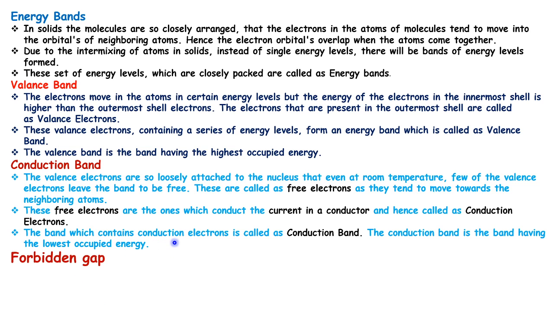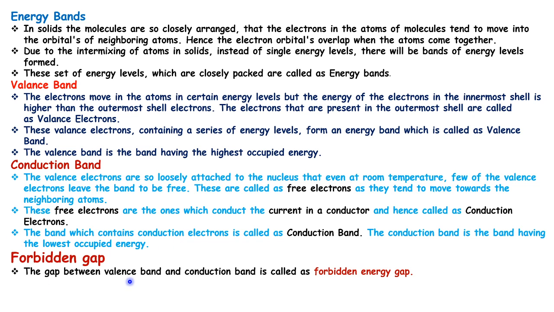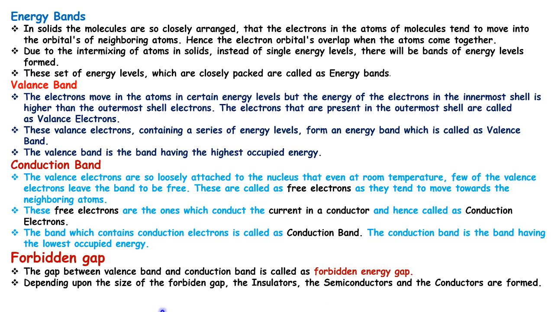So we have to define forbidden energy gap. The gap between the valence band and conduction band is called the forbidden energy gap. Depending upon the size of the forbidden energy gap, insulators, semiconductors and conductors are formed. So this is a very important band. Now, how is it like this?